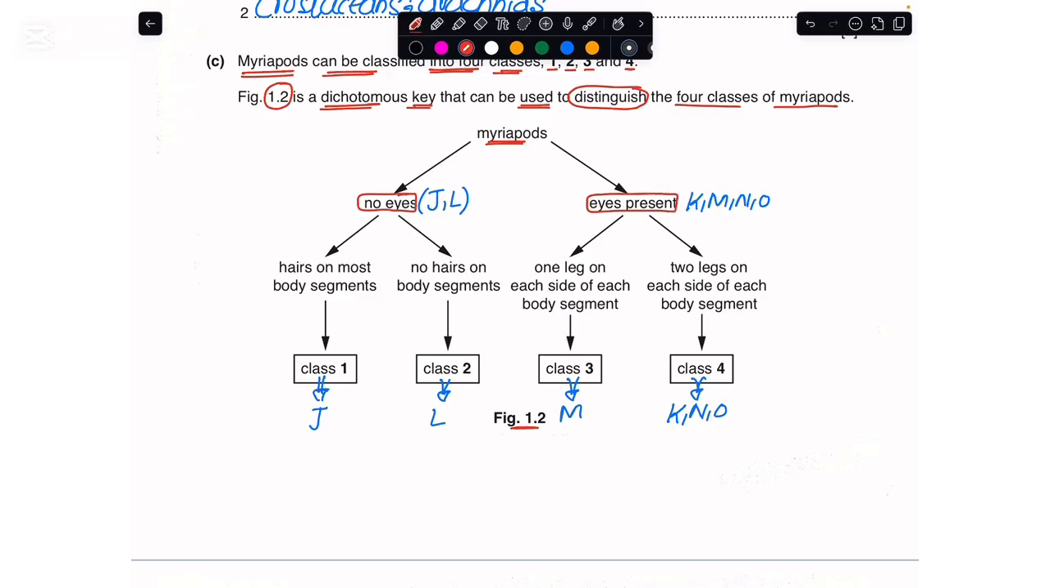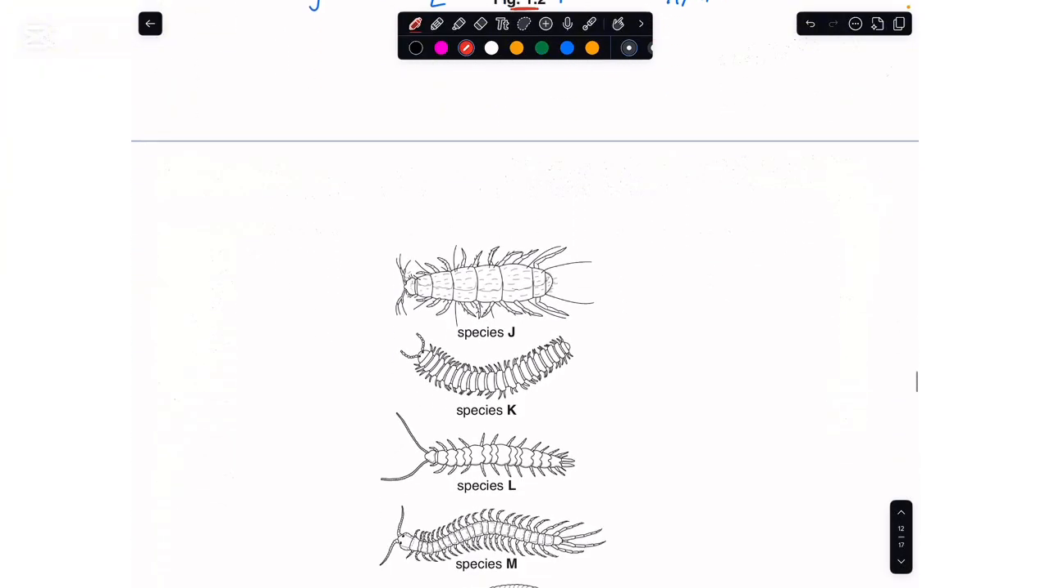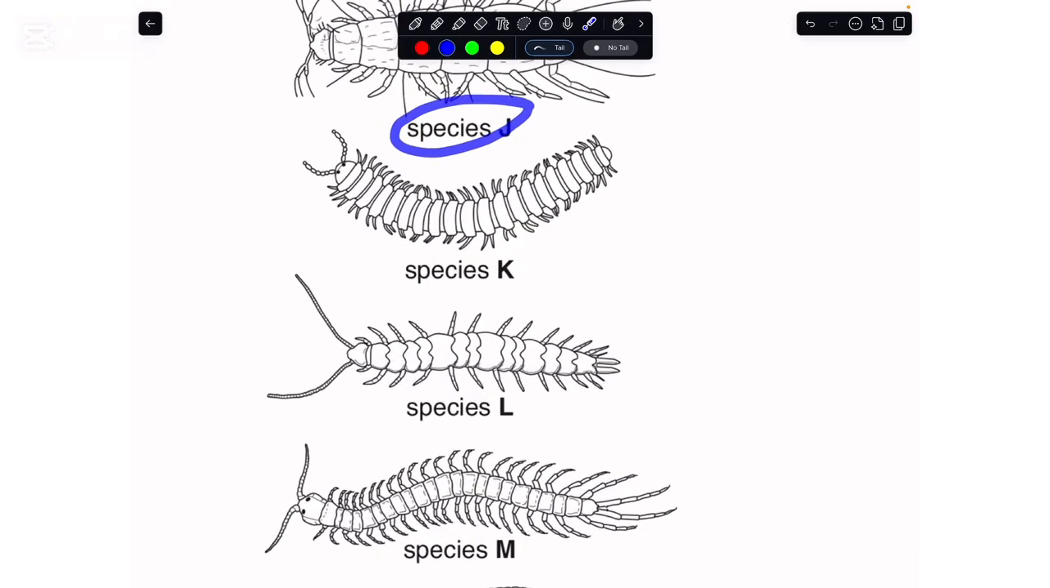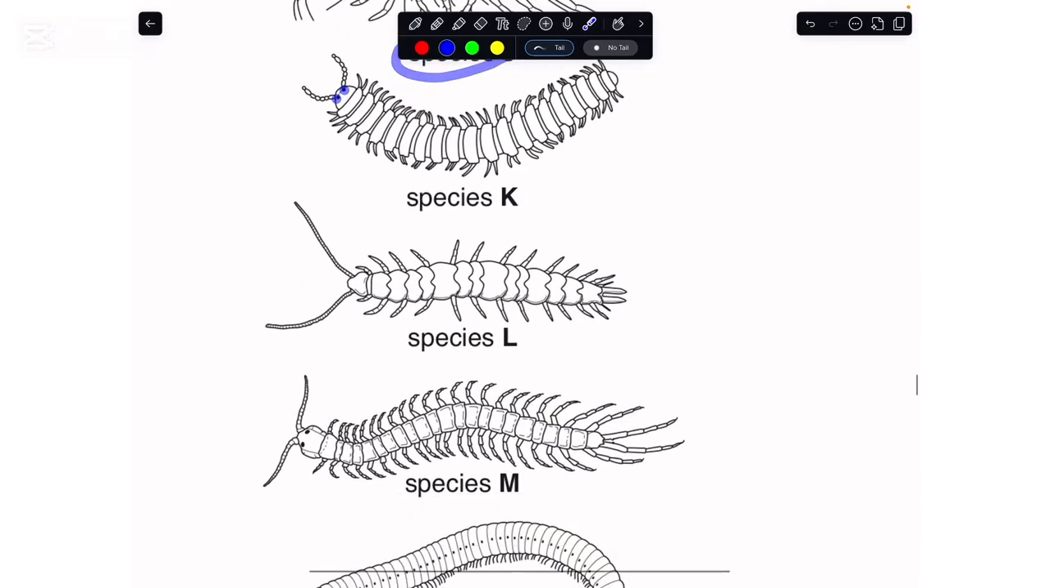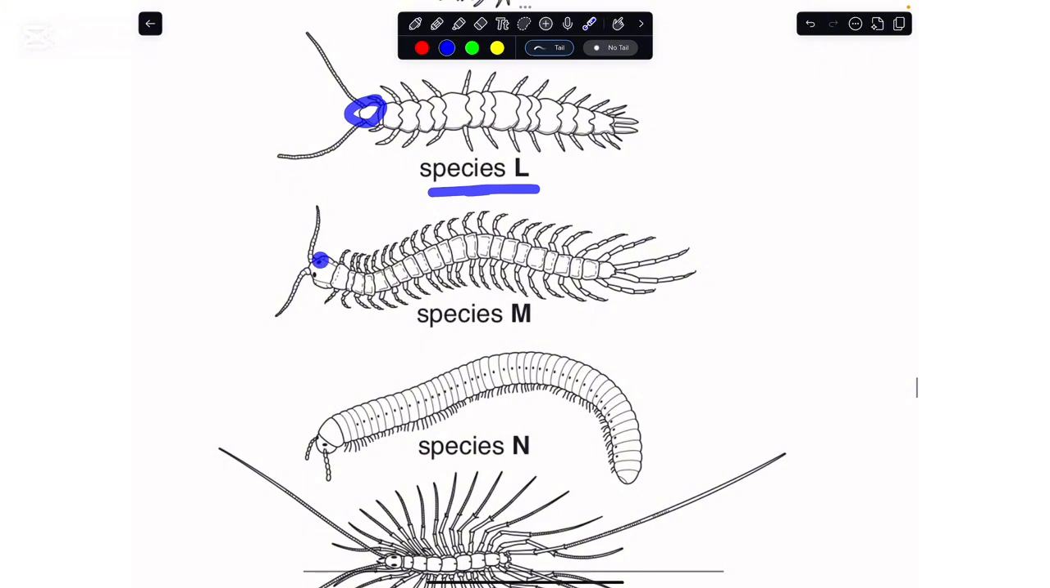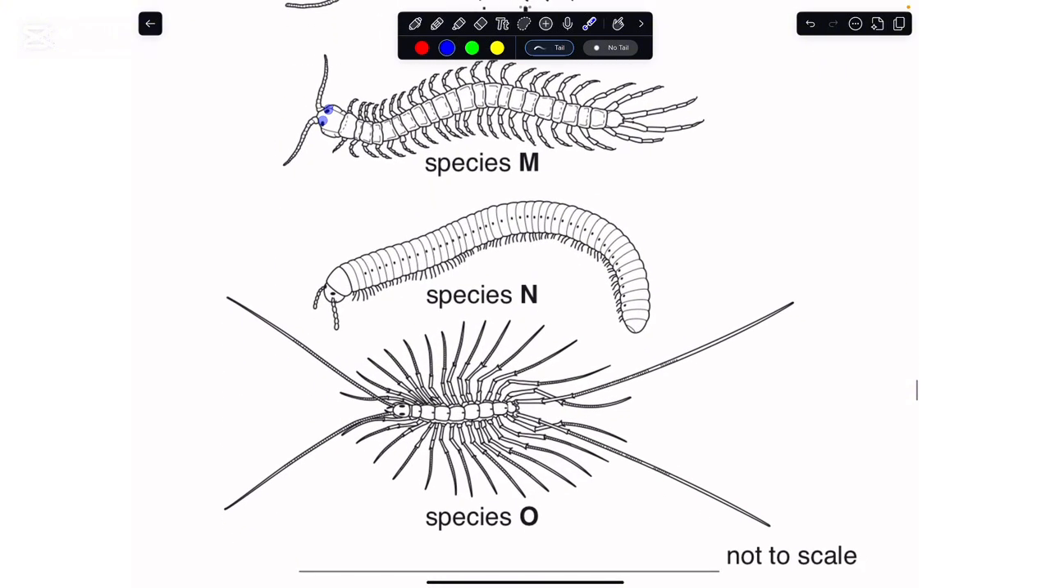So simply we have to come on the diagram, and we need to see where there are no eyes and where the eyes are present. So you see that for the species J, there are no eyes. For the species K, you see we have got eyes. For the L, we have got no eyes. For M, we have got the eyes. For species N, again we have got the eyes. And for the species O, we again have got the eyes.